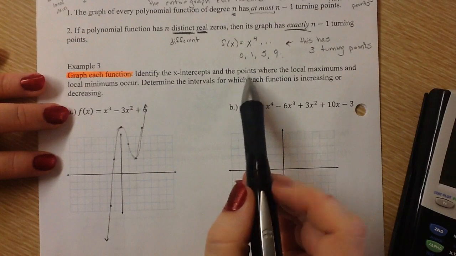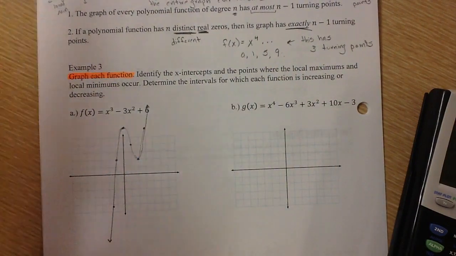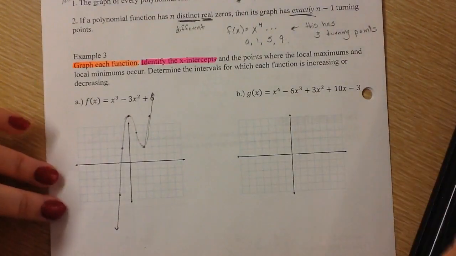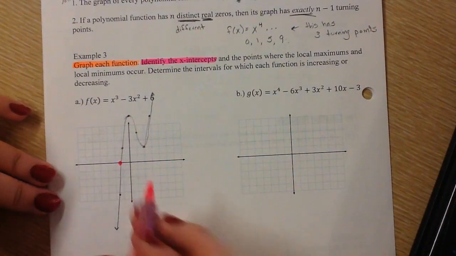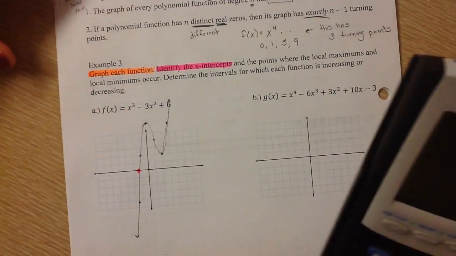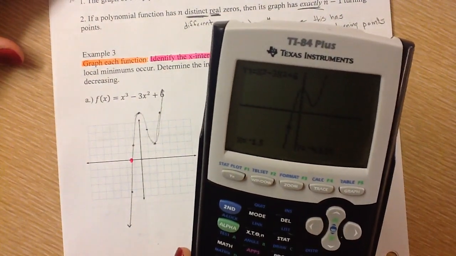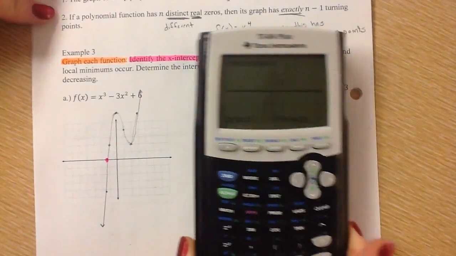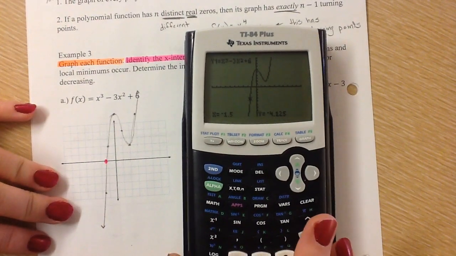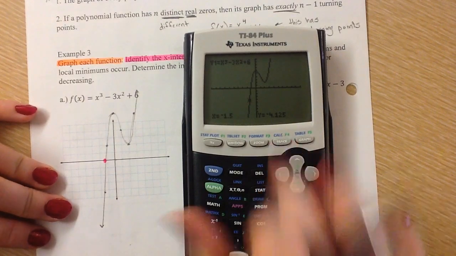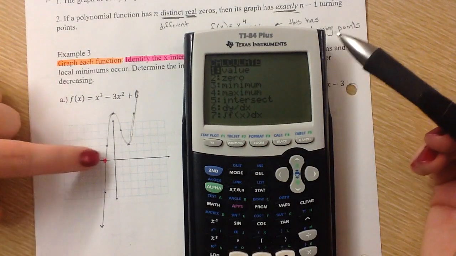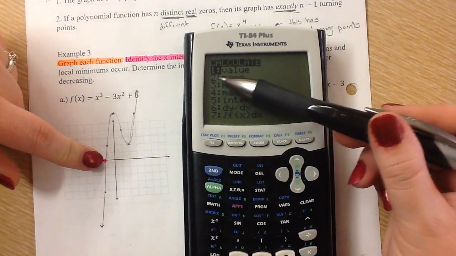Okay, now we identify the x-intercepts. It looks like this one has only one, this one right here, the point right there. I think we're going to find that using our calculator. If you didn't know this, I'm going to show you all kinds of tools with your calculator today. We can use our calc button. Do you see there? It's right above trace. Second, trace. And we want to find this intercept, which is also called a zero.